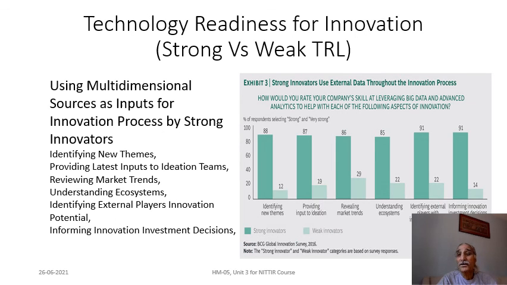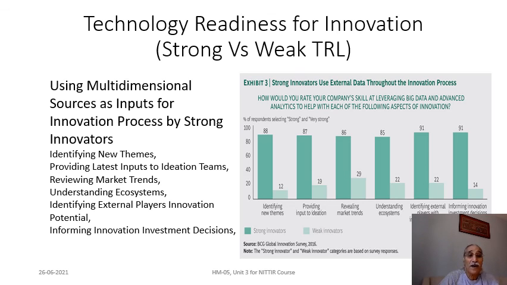So what we are trying to talk about now is how strong and weak innovators use multidimensional sources as inputs for innovation and creating strong innovation frameworks. So identify new themes, provide latest inputs to ideation teams, and therefore review market trends and take inputs from even ordinary people, ordinary users, ordinary persons, and convert that. See what is going on in social media and analyze that. See what people are thinking, that oh, if I had this particular product, or if I had this product doing this, or what would happen.